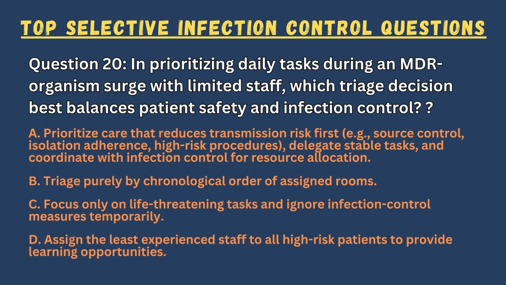Question 20. In prioritizing daily tasks during an MDR organism surge with limited staff, which triage decision best balances patient safety and infection control? A. Prioritize care that reduces transmission risk first, for example source control, isolation adherence, high-risk procedures. Delegate stable tasks, and coordinate with infection control for resource allocation. B. Triage purely by chronological order of assigned rooms. C. Focus only on life-threatening tasks, and ignore infection control measures temporarily. D. Assign the least experienced staff to all high-risk patients to provide learning opportunities.